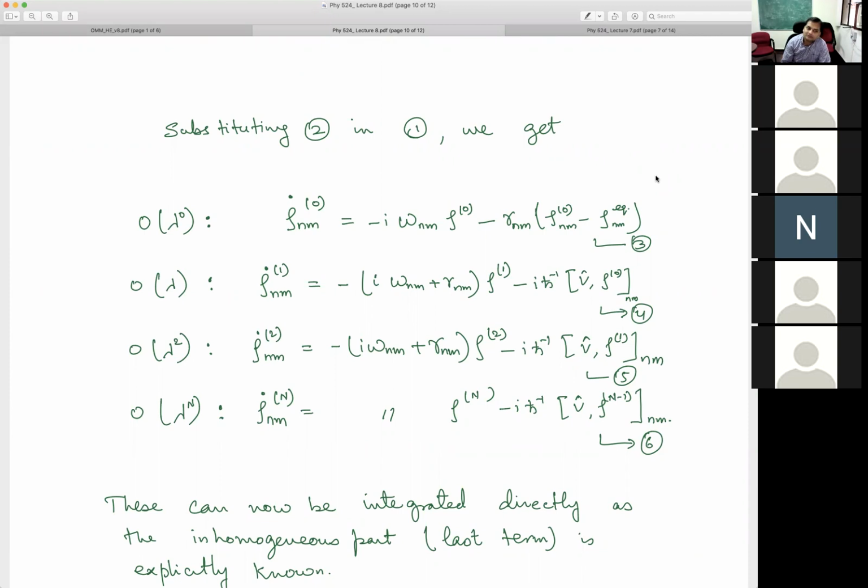So I wrote it for a density matrix. You can write this for a wave function. You can write it for classical systems also, where you want to solve perturbatively some quantities around some fixed points or something.